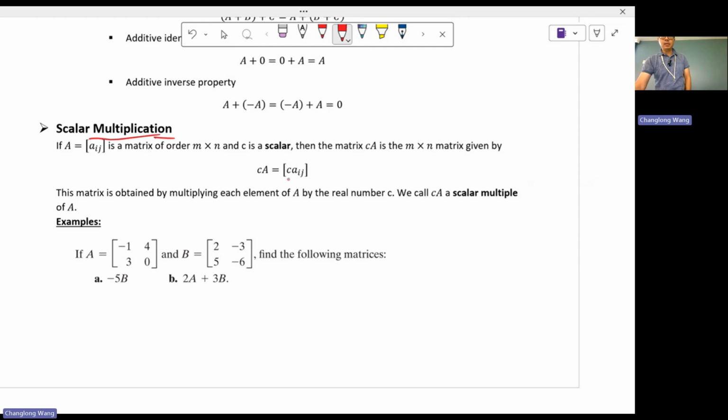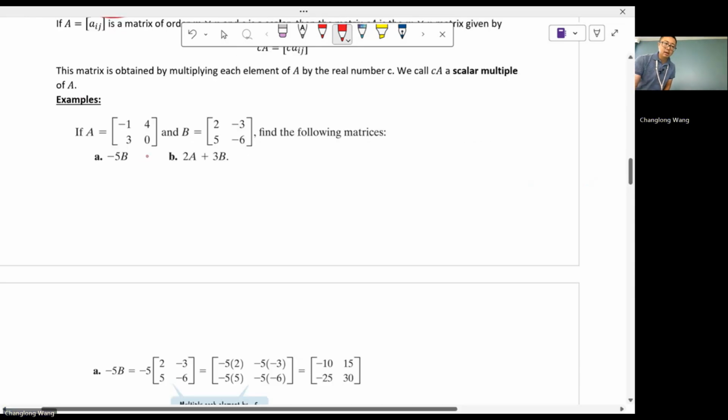So scalar multiplication is about multiplying a matrix with a pure number, a pure scalar. And what it does is it just distributes that pure number across the board to make sure that every single entry in the matrix gets multiplied with the same exact number, the same exact scalar. Right? So isn't that straightforward enough? Now take a look.